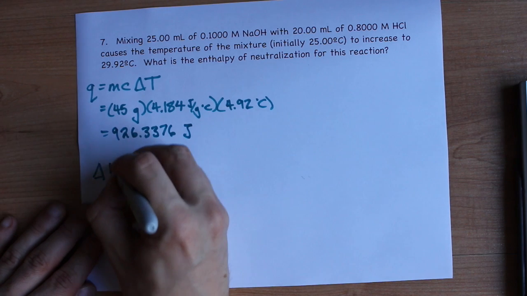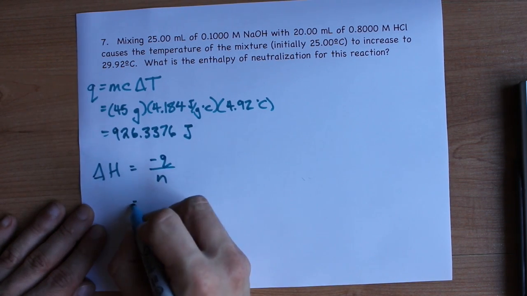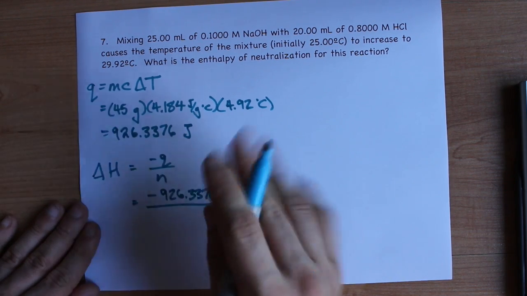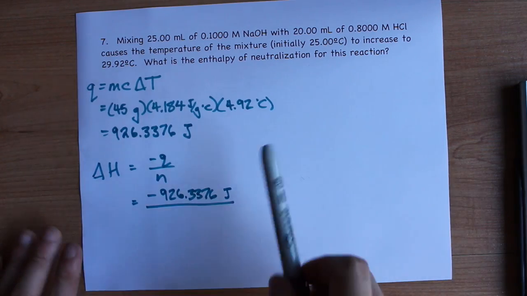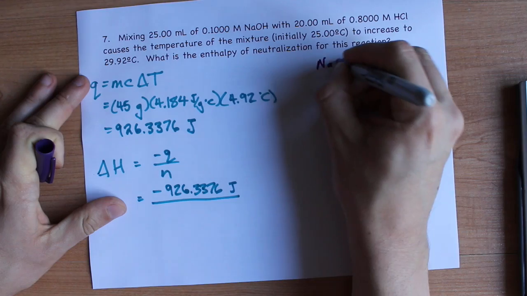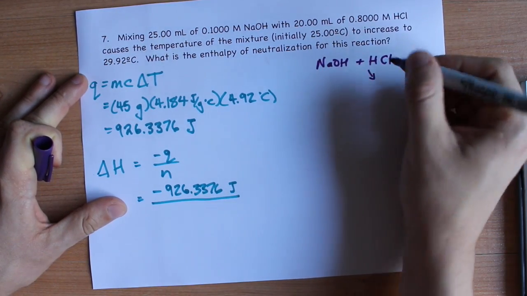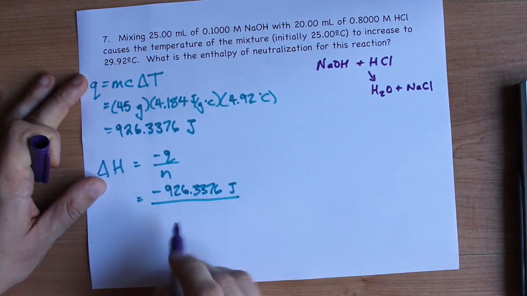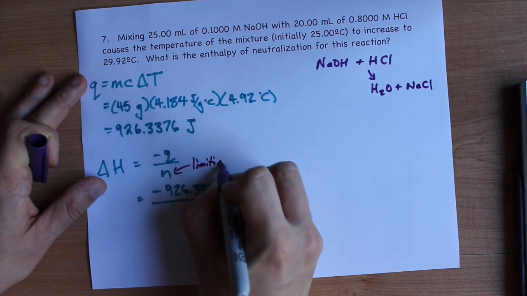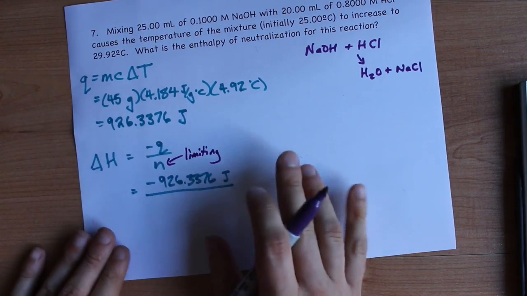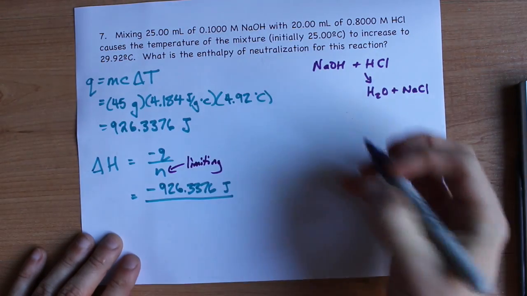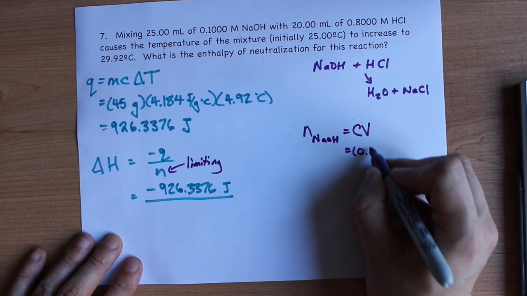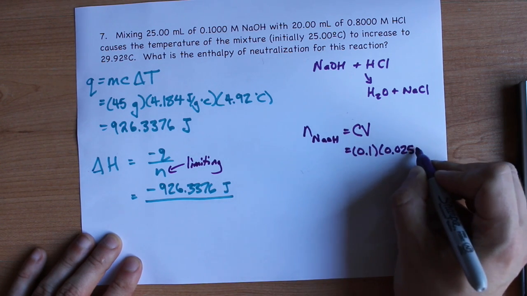The way you calculate delta H in my world is negative Q over N. My Q is 926.3376 joules, and my N is a little more complicated to calculate this time around. Because I am mixing two things, that's NaOH and HCl, and those two are reacting, as any neutralization would, to give me H2O plus NaCl, the N that goes down here needs to be moles of the limiting reactant. So now, I have two things I'm going to have to calculate the moles to see which one is limiting. For NaOH, the number of moles is concentration times volume. That's 0.1 moles per liter times 0.025 liters.